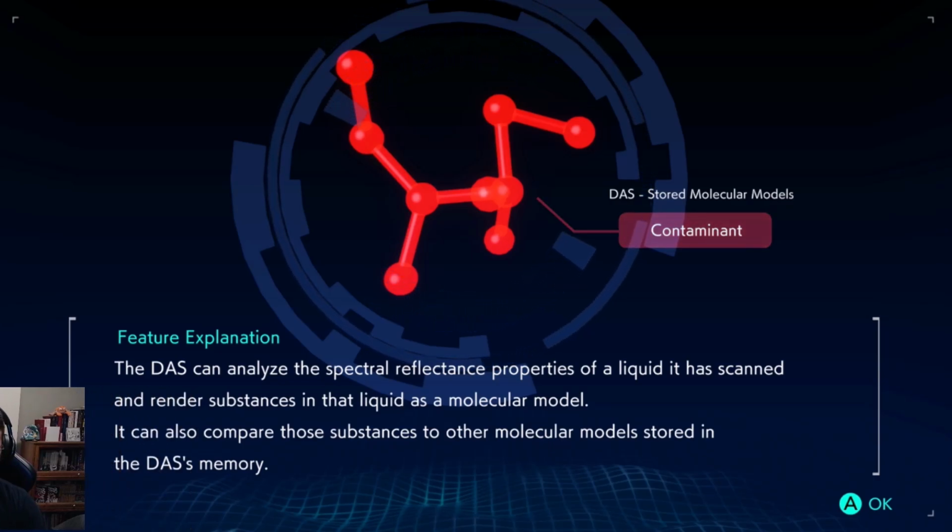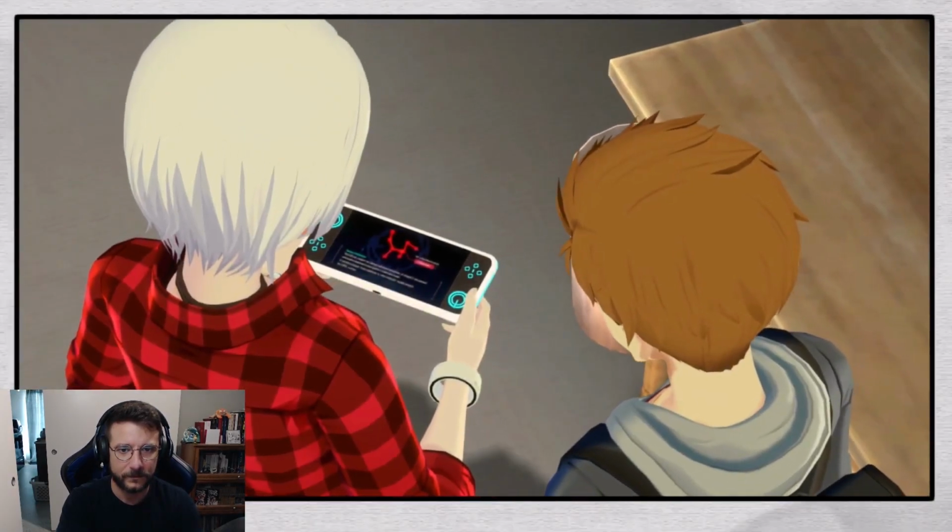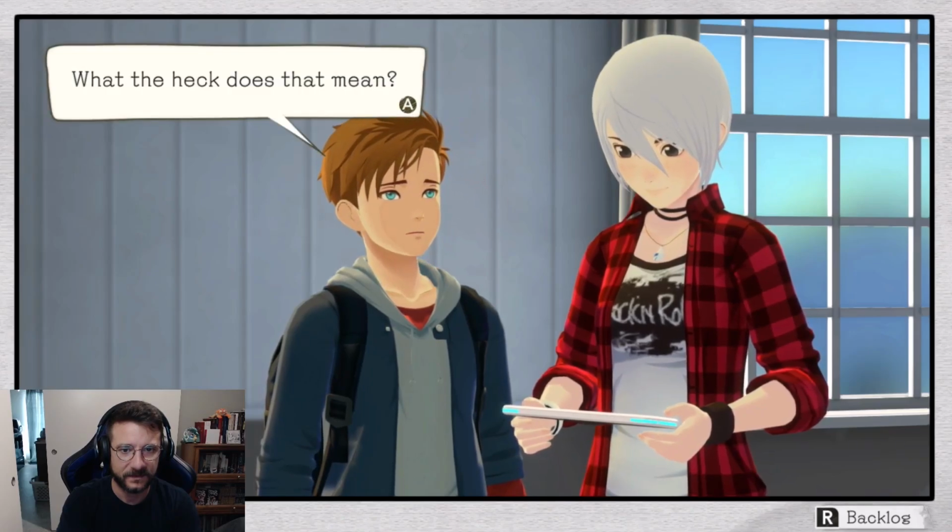Feature explanation. The DAS can analyze the spectral reflectance properties of a liquid it has scanned and render substances in that liquid as a molecular model. It can also compare those substances to other molecular models stored in the DAS's memory. Sure, whatever that means. What the heck does that mean?